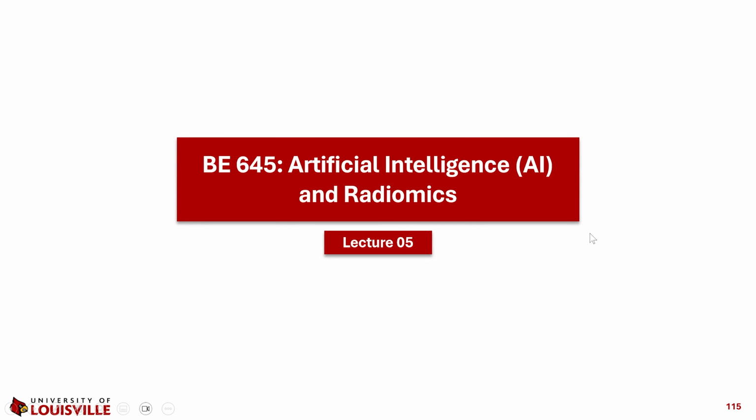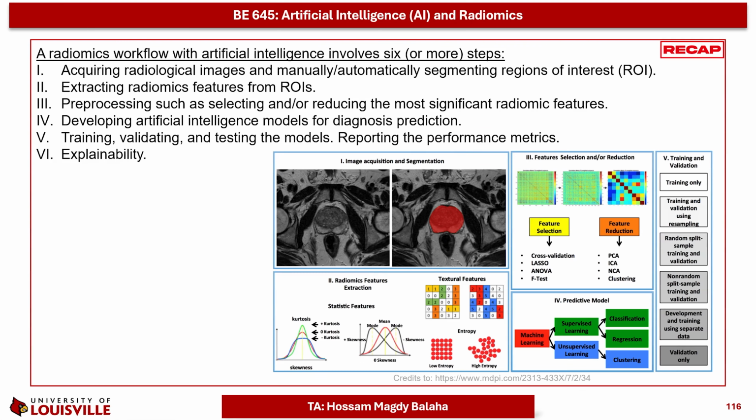Hello everyone, this is lecture 5 of course PE 645. In the previous lectures, we have introduced the meaning of artificial intelligence and the radiomics workflow, and we mentioned that it consists of 6 or more steps, and we are going to stick with the 6 steps from acquiring the dataset until we reach a high-performance model and explainable model so that we can trust that trained model.